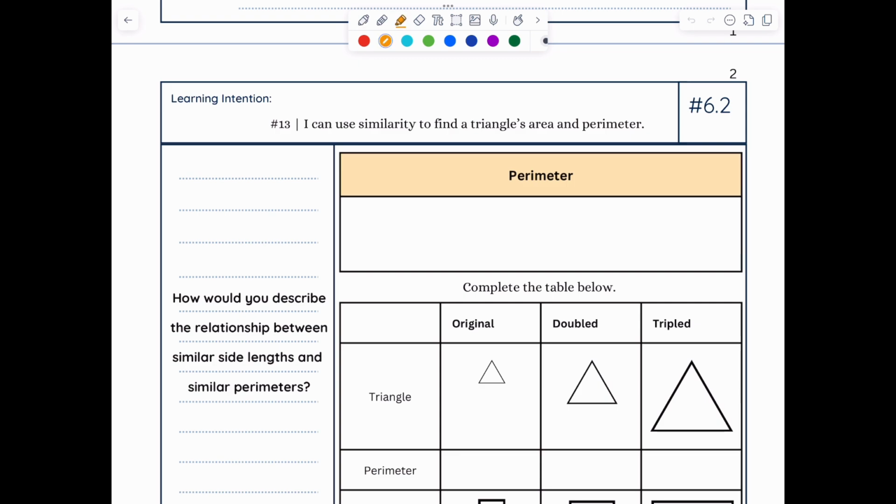Today we're going to talk about section 6.2, which is page 2 in our Unit 6 notes packet. Today we're going to talk about perimeter of objects.